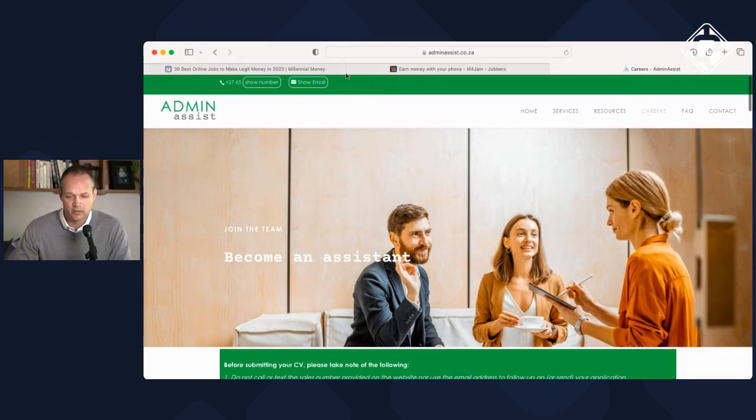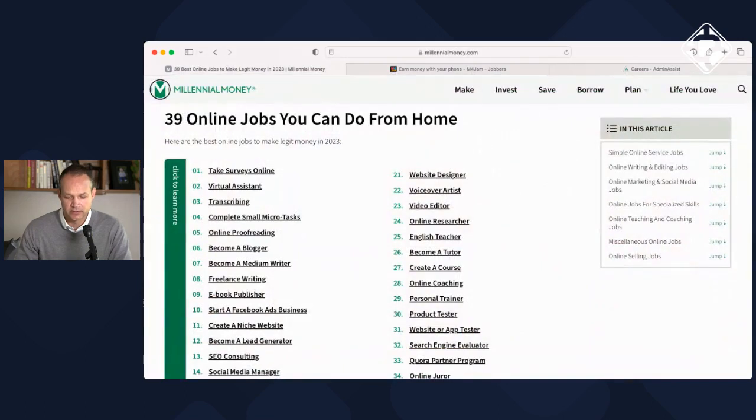So there are loads and loads of opportunities with regard to these online flexible job and work opportunities that you can definitely piggyback on to generate an additional income.